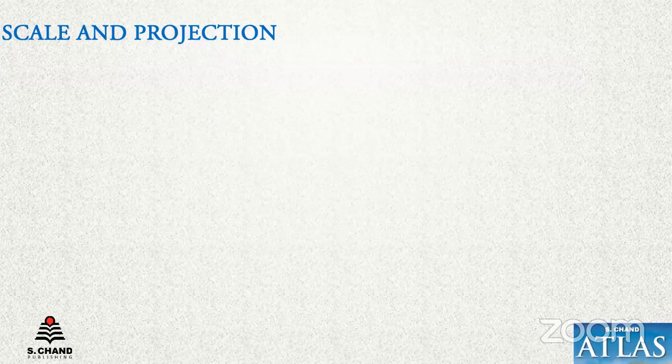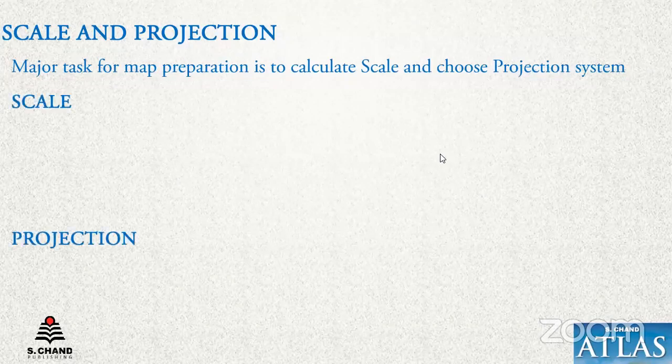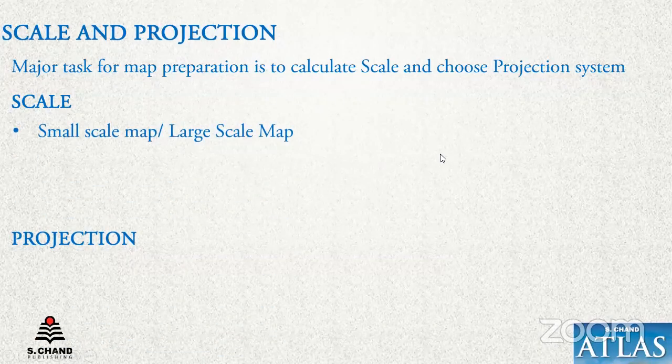We need to squeeze everything and plot it into one A4 size or whatever the required platform. So squeezing is scale. We cannot squeeze directly as we wish, from top to bottom or left to right. We have to proportion it. Everyone knows this is the major task of map preparation: to calculate the scale and choose the right projection system. Scale can be a small scale map or a large scale map. Even college students are confused about what a small scale map or a large scale map is. It is very simple to explain to students.